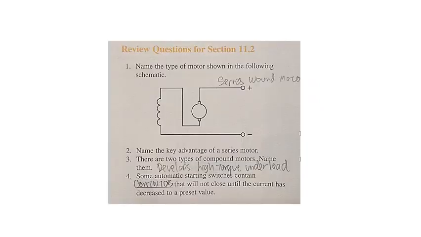Review questions for section 11.2. Number 1, name the type of motor shown in the following schematic. And that would be a series wound motor. Number 2, name the key advantage of a series motor.